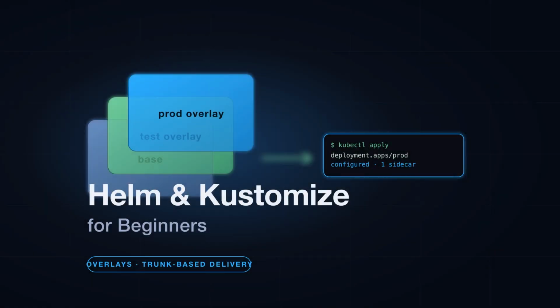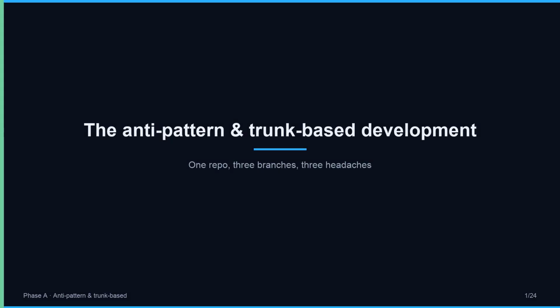Last lesson we met Helm and Kustomize. Today we name the disease this series cures, and the medicine, trunk-based development, with overlays. By the end of this lesson, you will recognize the branch per environment anti-pattern, understand exactly what it costs you, and see how trunk-based development plus overlays fixes it, without giving up the one thing it gives you: ownership separation.